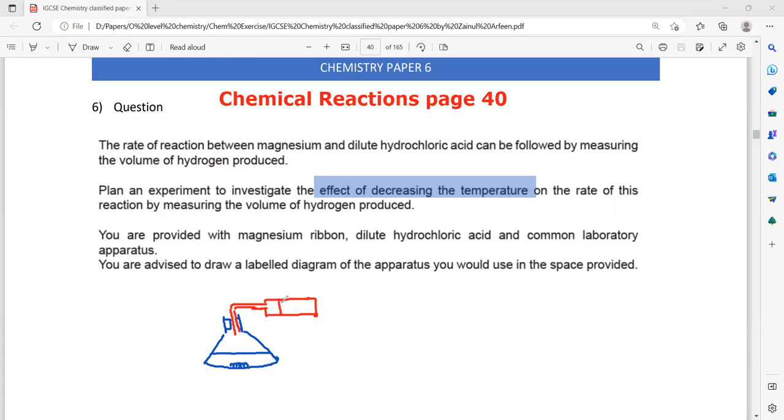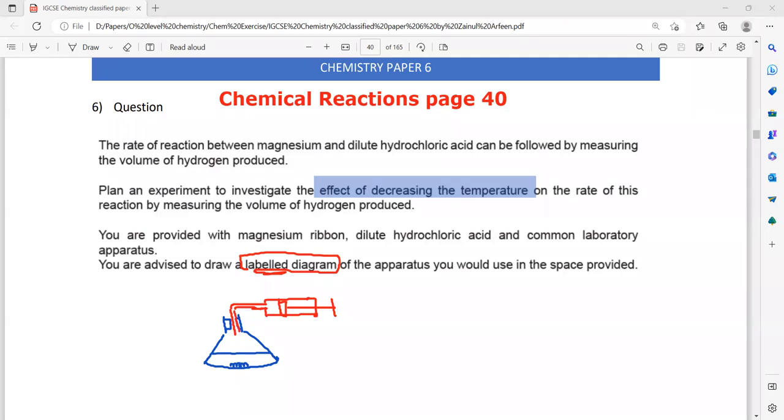You can have a gas syringe, or you can collect over water as well, to measure the volume of gas which is given off. This is the apparatus, and it should be labelled. For the labelled diagram you have to label each part: gas syringe, delivery tube, conical flask, bung, magnesium, hydrochloric acid. So you have to label all these parts.